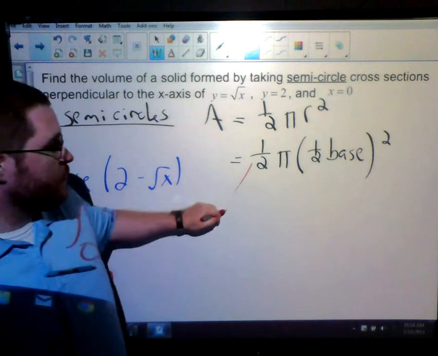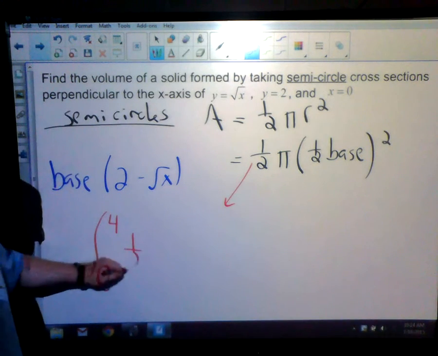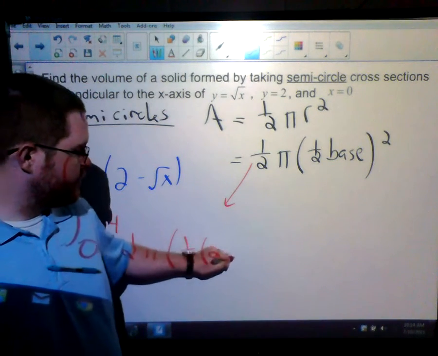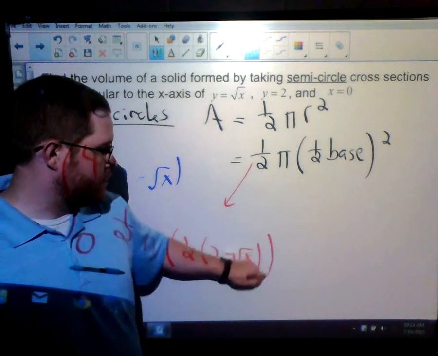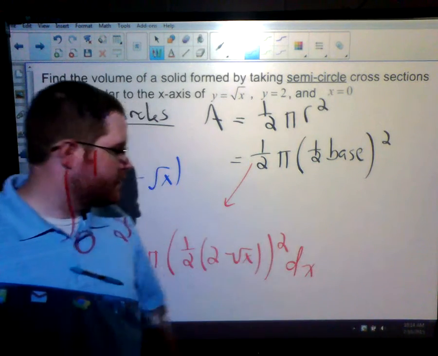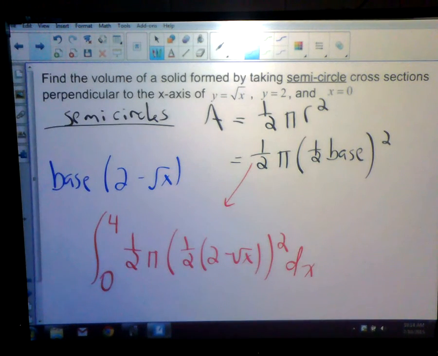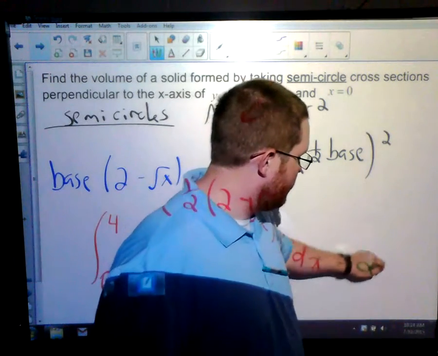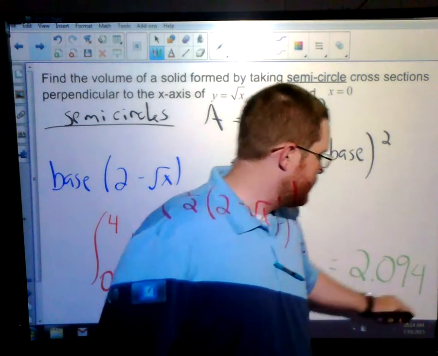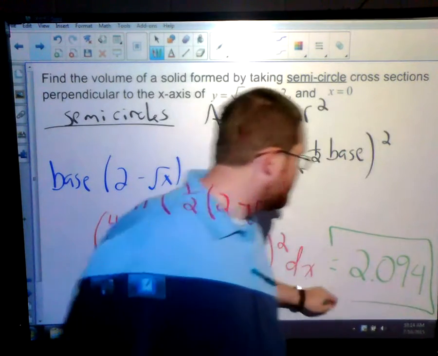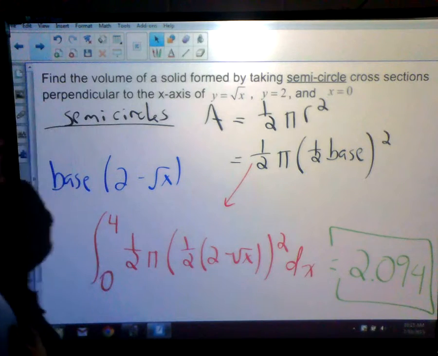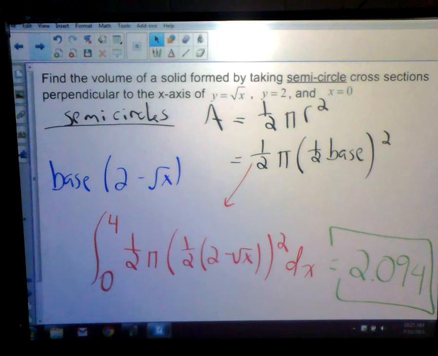I'm going to use this formula, so it's 1/2 pi times 1/2 the base squared dx. Again, I'm going to plug this into my calculator. This one does not come out nice and pretty. This is 2.094. The only difference in these two problems is that instead of using a square base, I used a semicircle base. But I kept everything else the same just to make it easy.